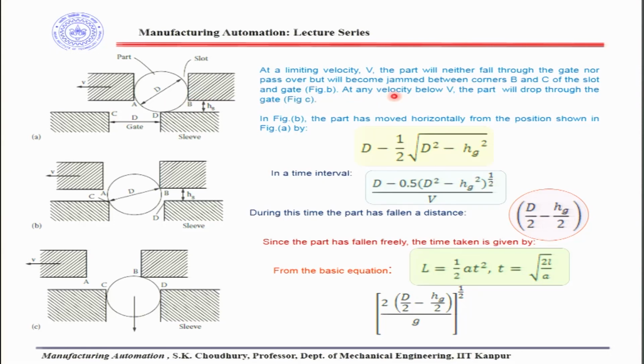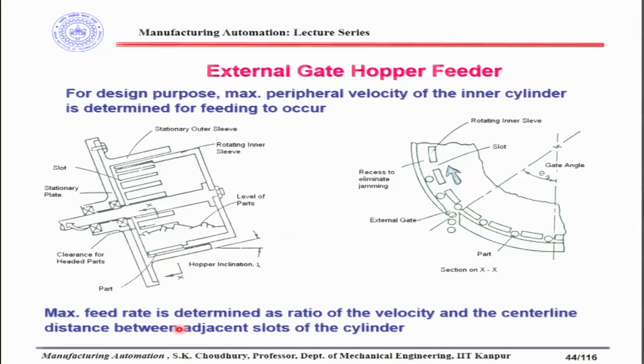At any velocity below v, the part will drop through the gate, and if the velocity is more than the limiting velocity, by inertia the part will pass over the gate and will not fall through it. So how we finally get the conveying velocity, as we said, by dividing the velocity by the center line distance, we will discuss in the next class. Thank you.